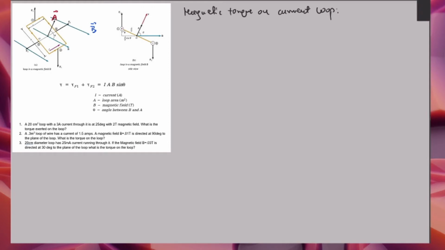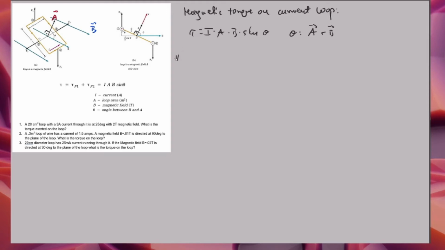So we have the equation for the torque. Torque is just I A B sine theta. It doesn't really matter whether it's theta or alpha, as long as you remember that this is the angle between A and B, and in the picture you have that shown. This is the A vector. The A vector is always at 90 degrees to the surface. Theta is between A and B.